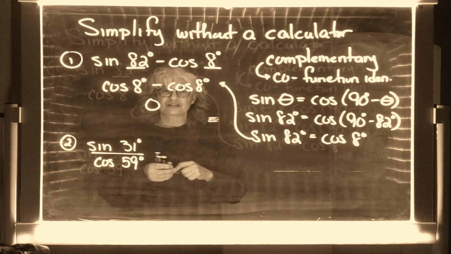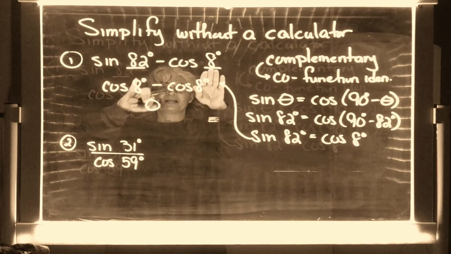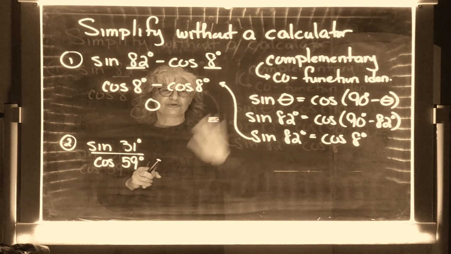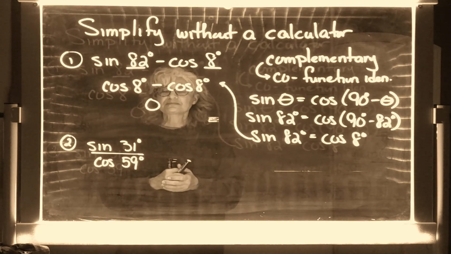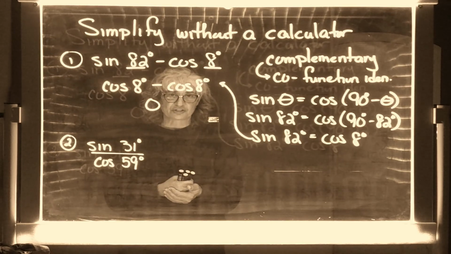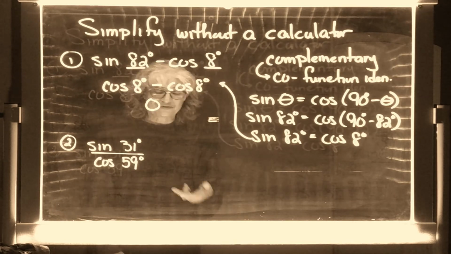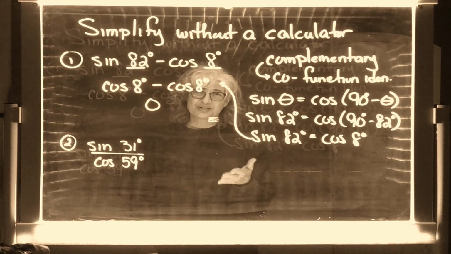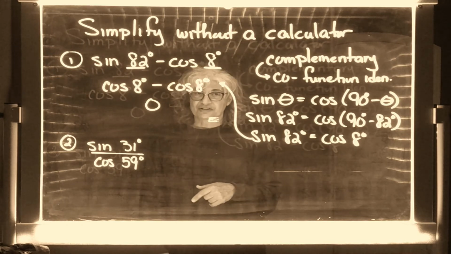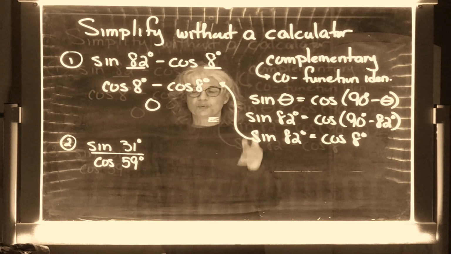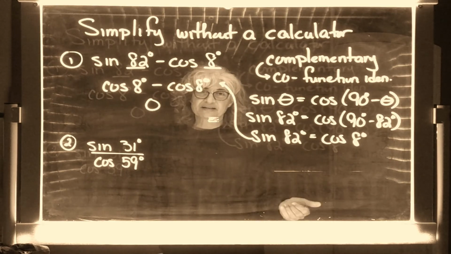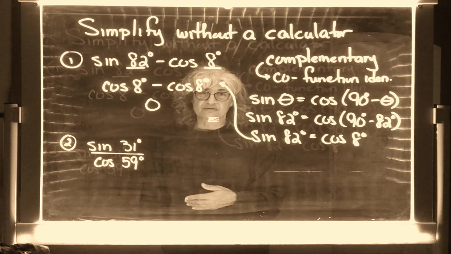All done without a calculator, but I need to remember that I'm dealing with complementary angles, which is going to help me use those cofunction identities. Cool? Okay, let's look at the second problem. The second problem, we're trying to divide two trig functions. And again, 31 degrees and 59 degrees, yeah, those aren't typical angles. But they are complementary, aren't they? All right, which means I need to switch only one of them. If I switch them both, I'm going to be back in the same boat in terms of two different angles.